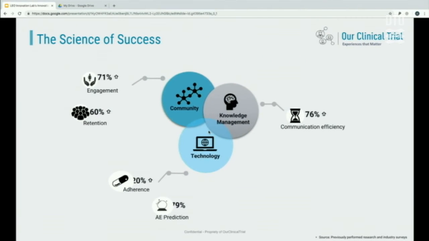Now, why will this succeed? Because we're actually using a lot of components that are already proven to be working. Just as an example, in communities, we already see a 71% increase in engagement. Text messages increase adherence by 20%.